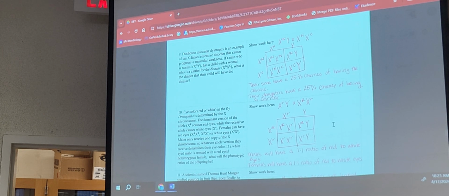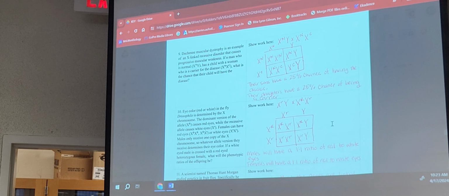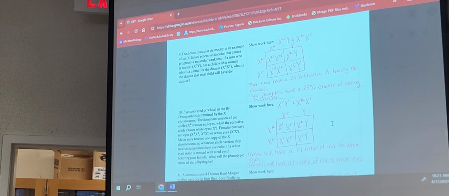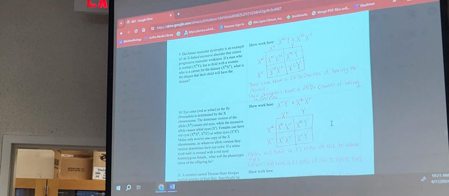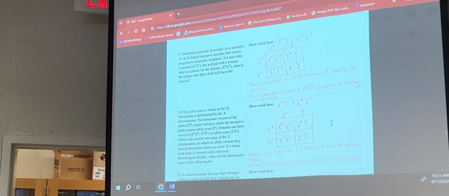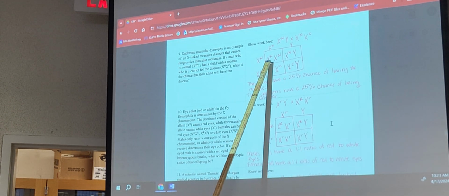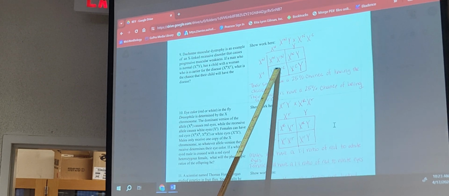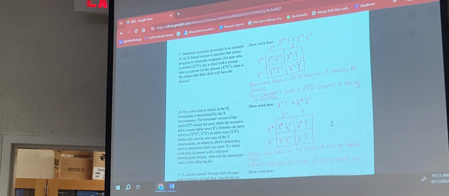Duchenne muscular dystrophy, again, is on the X chromosome. It's an X-linked recessive disorder. If a man is normal and has a child with a woman who is a carrier, what is the chance the child will have the disease? So it is a recessive disorder. Normal, carrier, normal, having the disease.